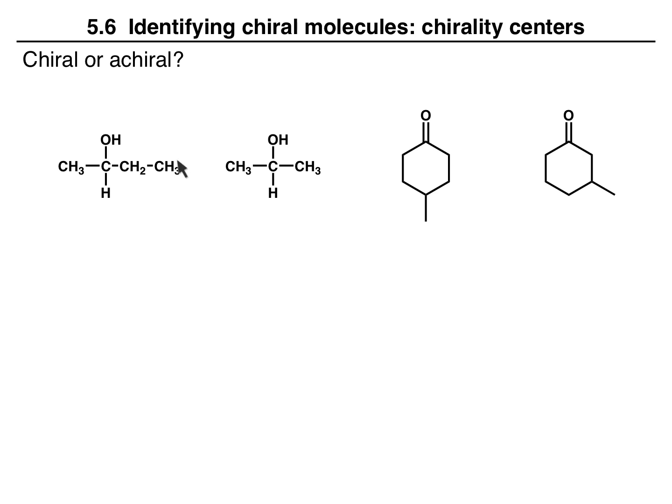So this carbon is connected to 3 hydrogens, so 3 of the same thing. This is connected to 2 hydrogens, 2 of the same thing. This is connected to 3 hydrogens, 3 of the same thing. But this carbon is connected to a hydrogen, which is different from an OH, which is different from a methyl group, which is different from an ethyl group. So this carbon is connected to 4 different groups. So this is a chirality center. So we often label chirality centers with an asterisk.